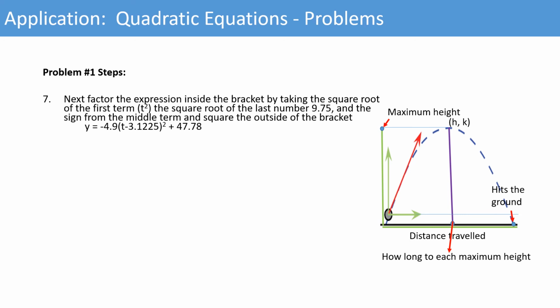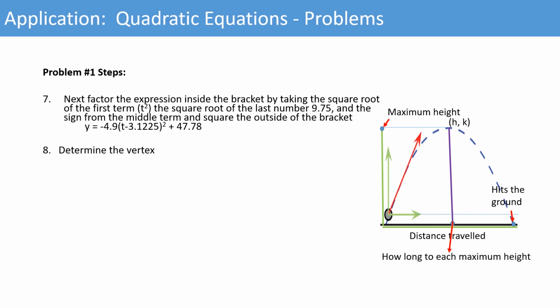As we did in the previous slide, you factored the expression inside the bracket by taking the square root of the first term, t squared, the square root of the last number, 9.75, and the sign from the middle term. Write this in brackets and square the outside of the bracket. Now we're ready to move to step 8.